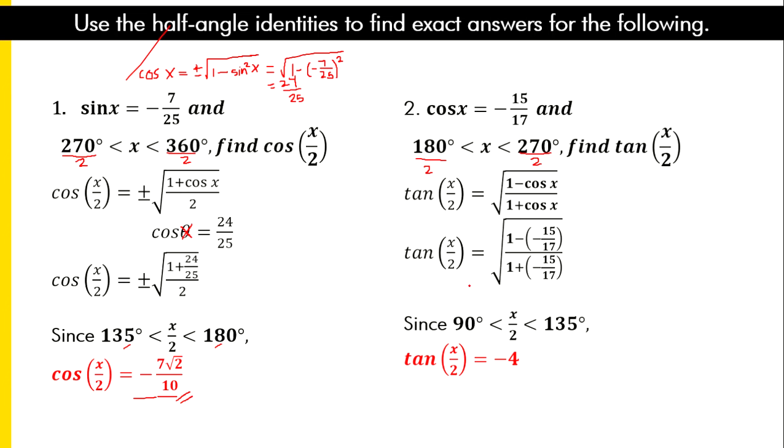180 divided by 2 is 90 and 270 divided by 2 is 135. And as we all know, 90 to 135 is in quadrant number 2. In quadrant number 2, the tangent there is negative, because we have sine over cosine, and cosine there is negative. Since the sine there is positive and the cosine there is negative, positive over negative is negative. So therefore, the tangent here is negative 4 instead of just 4.